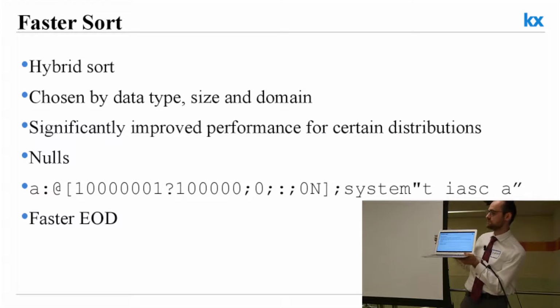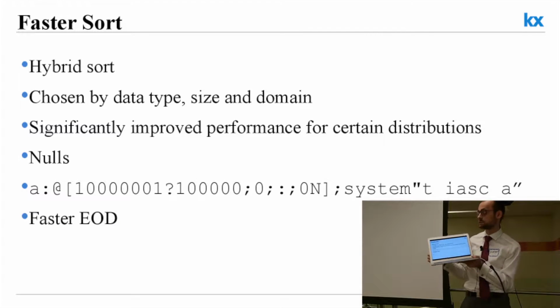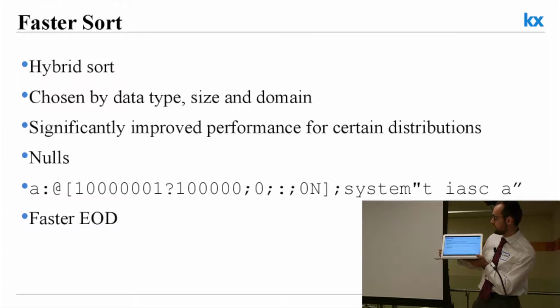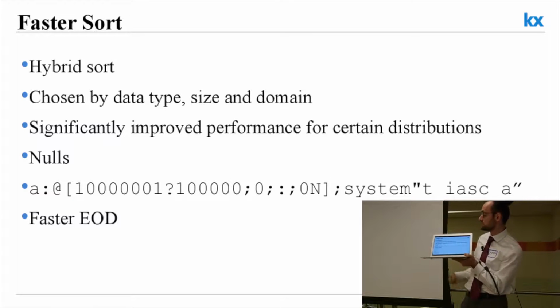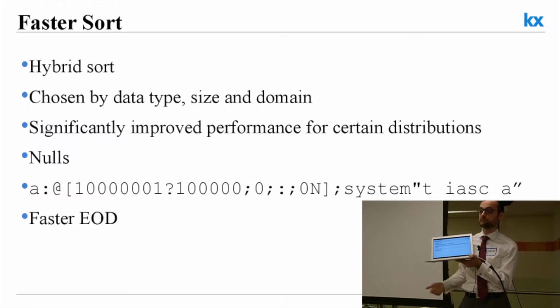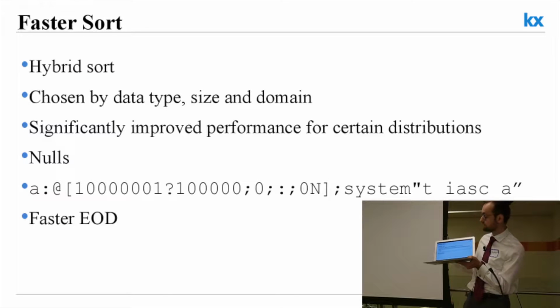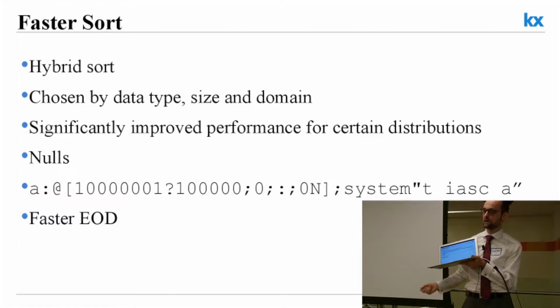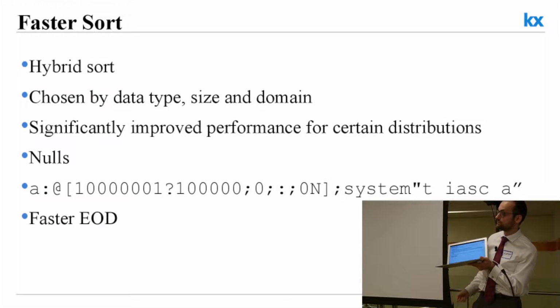So yeah, the faster sort. KDB Plus internally uses a hybrid sort. The sort algorithm that is used is determined by the data type, the size, and the domain. We've significantly improved the performance of the sort algorithm for certain distributions, especially distributions that are very wide. If you have a lot of nulls and a lot of very wide figures, it's very, very fast.